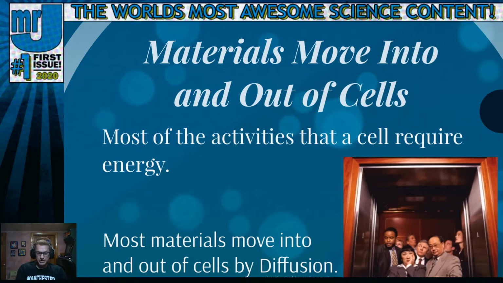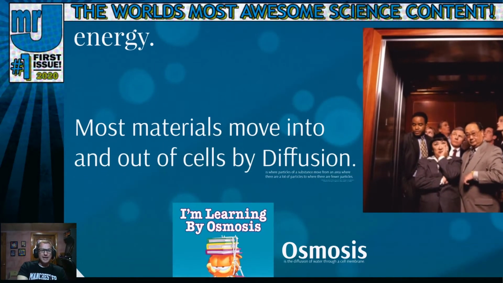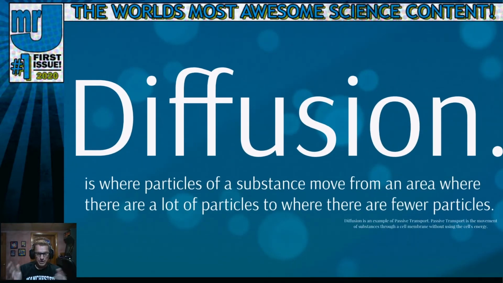So let's go ahead and talk about this. Most materials move in and out of a cell by a process called diffusion. Diffusion is what the joke was about at the beginning of this video. It's where particles of a substance move from an area where there is a lot to where there are not. We talked about diffusion way back when we were learning about solids, liquids, and gases, and how gases move through diffusion. It's how when someone passes gas on one side of the room, that gas and that smell travels all the way to the other side because it's going from where there's a lot to where there's not.